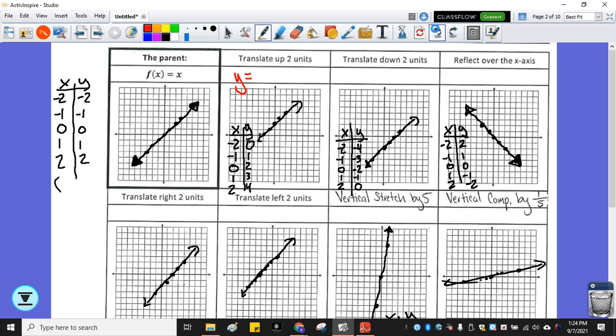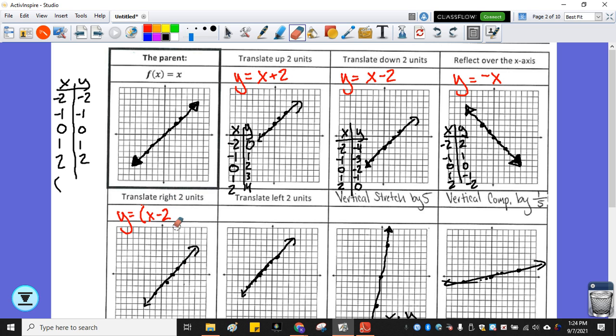So x plus 2. X minus 2. Negative x. Negative is what reflects it, where the a is negative. Right is usually on the inside of your equation. Minus 2 in parentheses, but those parentheses don't do anything.